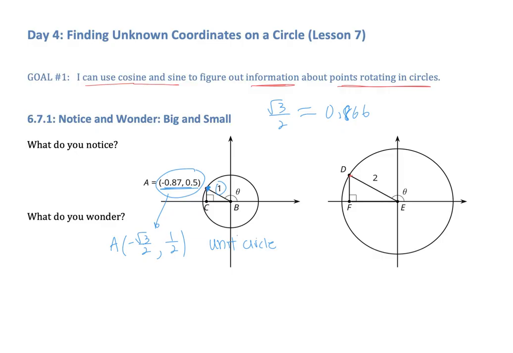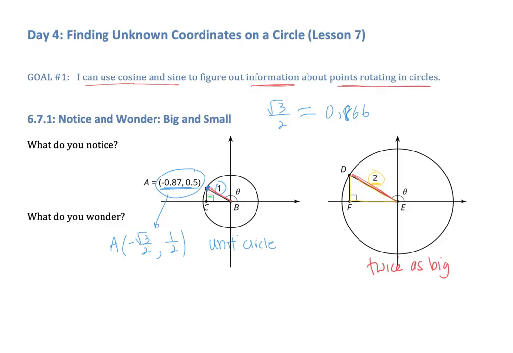So another thing I hope you noticed is that this other triangle DEF is on a circle that is not a unit circle because it has a radius length of 2. But hopefully you're saying to yourself, well, that must mean that this circle is twice as big or twice as large as the other circle. How do I know that? Well, the radius length is twice as large.